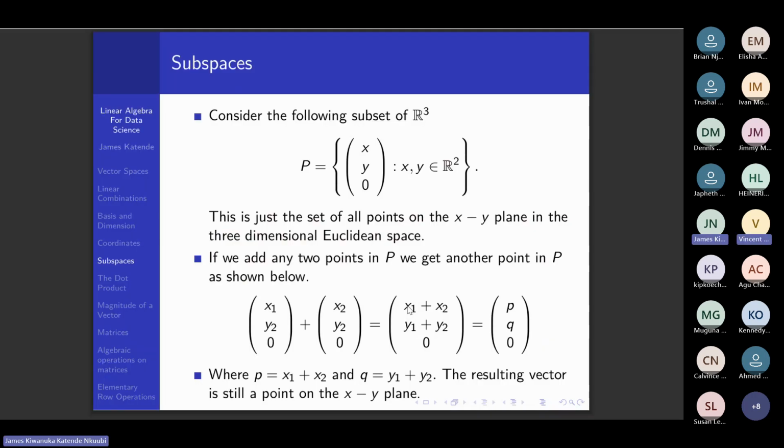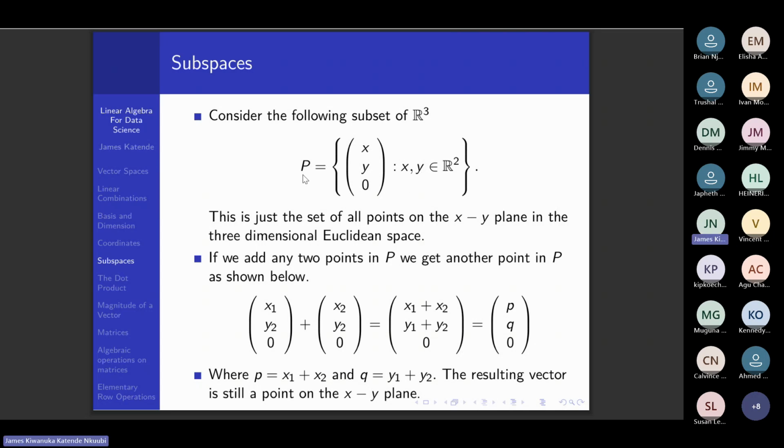So we look at another example, but this time we consider, again, there's a typo here. This is supposed to be R3. No, this is just R. X and Y are real numbers, so this squared should not be there. X and Y are real numbers.